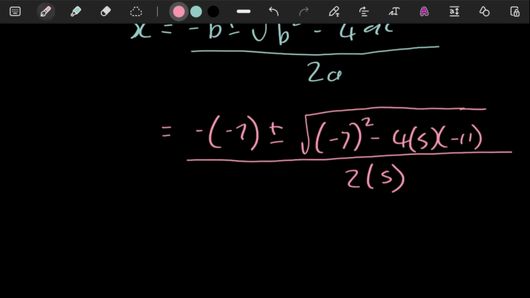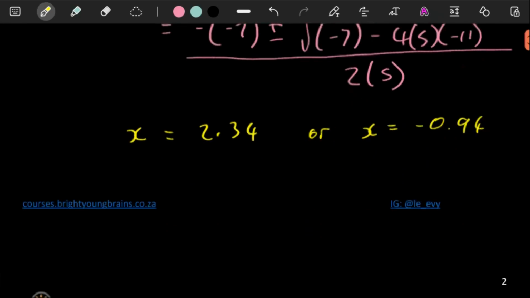So in the calculator, we are getting our first x value as 2.34. The other one is negative 0.94. So nothing crazy here. Obviously, we all know that question one is usually 3 marks.